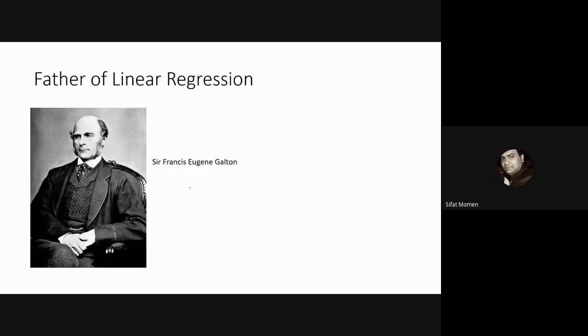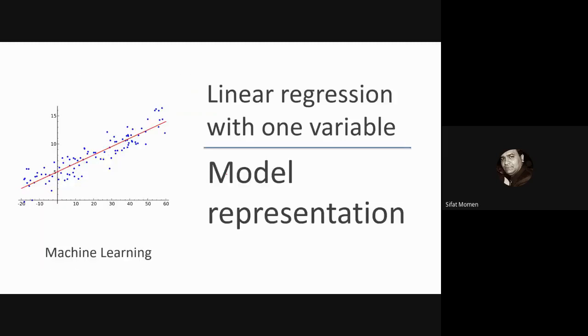Now, Sir Francis Galton is often attributed as the father of linear regression. It's just history for you to know. So what is linear regression? First of all, I'm going to show you an easier version of linear regression, which is called linear regression with one variable. Once you understand how to do linear regression with one variable, you can extend it very easily to linear regression with multiple variables.